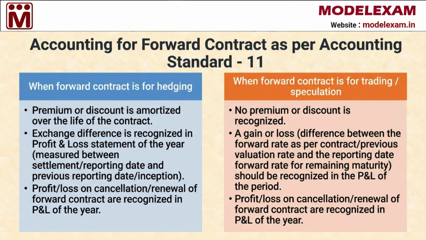Have you ever wondered how businesses and investors keep track of their money when dealing with complex financial contracts? It all starts with a set of rules called Accounting Standard 11. When a company uses a forward contract to protect itself from price changes, which we call hedging, any extra cost or discount is spread out over the life of that contract.